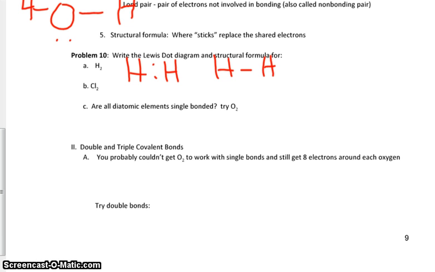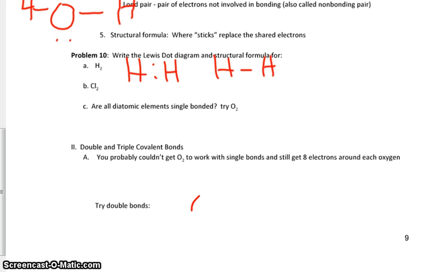Basically, if single bonds don't work, try double. If double bonds don't work, try triple. If none of those work, you may probably have made a mistake. So let's try this out. You probably could not have gotten the oxygen to work out. That is very true. So instead, try double bonds.